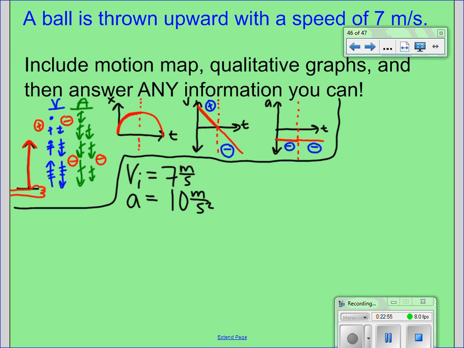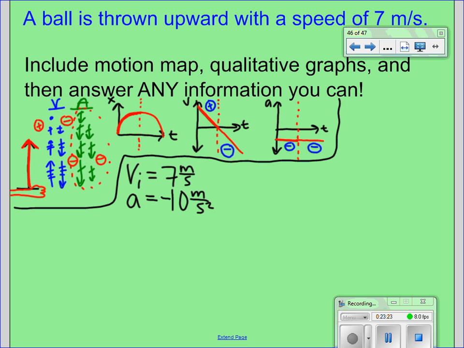Now the question is, is it positive 10 meters per second squared, or is it negative 10 meters per second squared? Well, we have to look at the motion map. Notice all the motion map vector arrows for acceleration right here, they're all pointing down. And since I made up positive, that means acceleration in this example must be negative. So you always have to look in every single problem whether it's positive or negative based on your motion map.